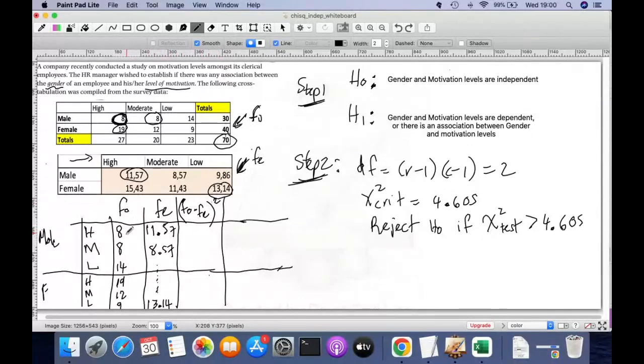So there's your F naught value here, 8. There's your FE value. So what I'm trying to work out here is F naught minus FE, so it means 8 minus 11.57, right? And then as the formula says, I'm squaring it. I put it in brackets and raise it to the power 2. If you do that, you get a value of 12.76.